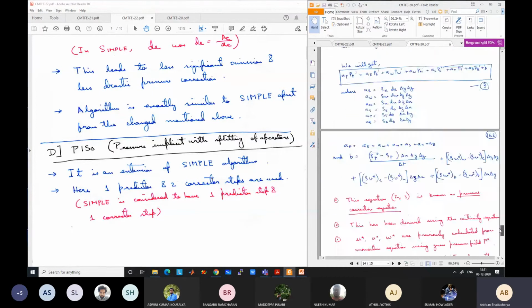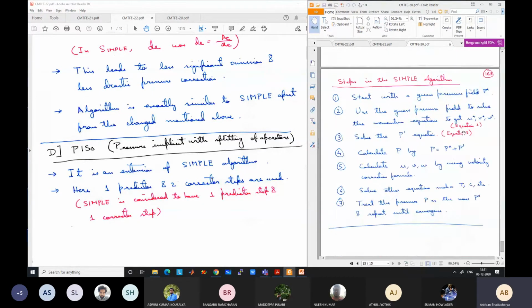So if I go to the algorithm in SIMPLE: gauge pressure field, then you have the predictor step, which uses the gauge pressure field to solve the momentum equation. Then solve the P dash equation; these are all intermediate steps. And then you have the corrector step: calculate P and U, V, W by using the velocity correction formula. So this was the case for SIMPLE. In case of PISO, our predictor step and the first corrector step will remain exactly similar.